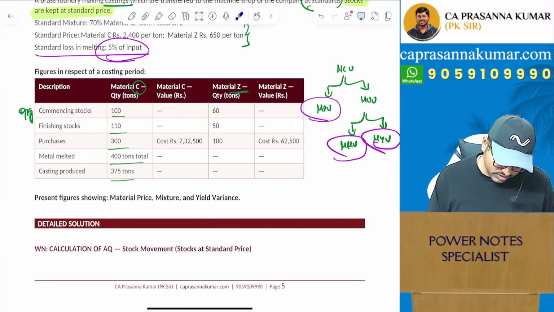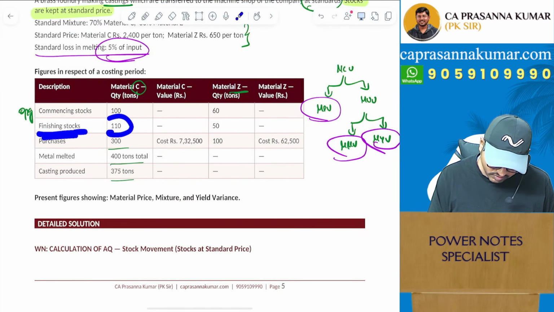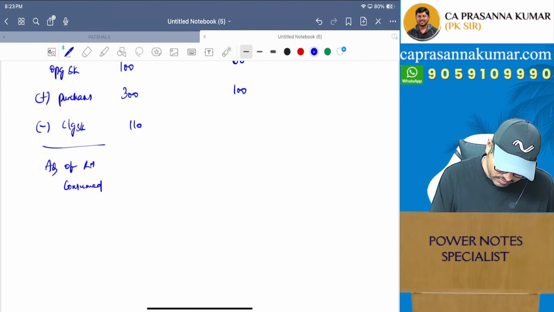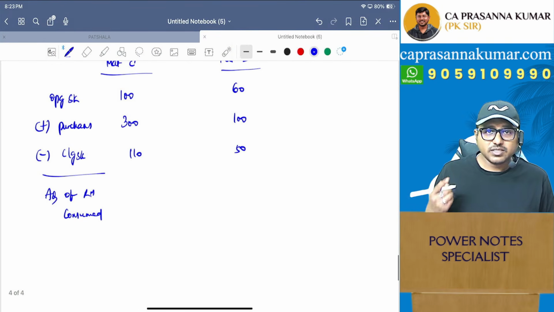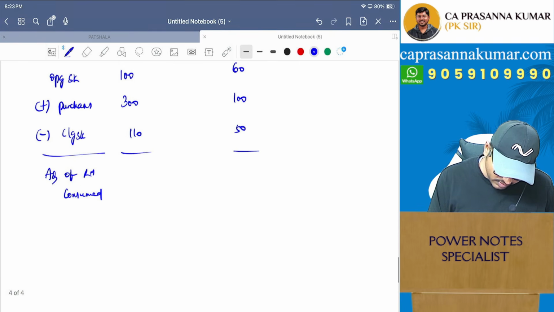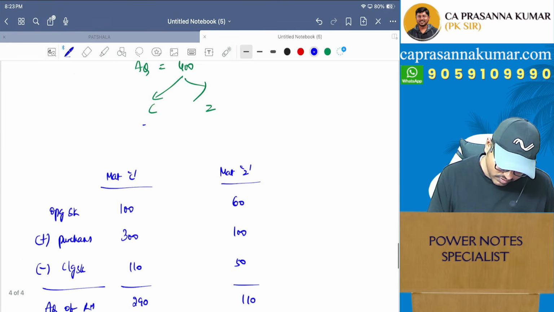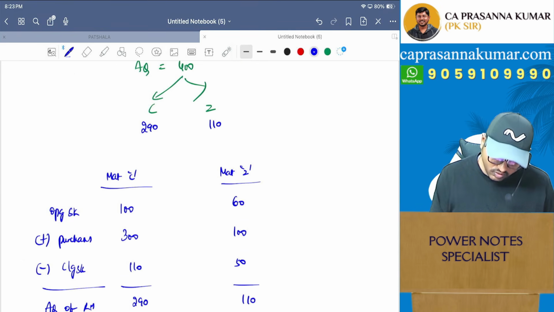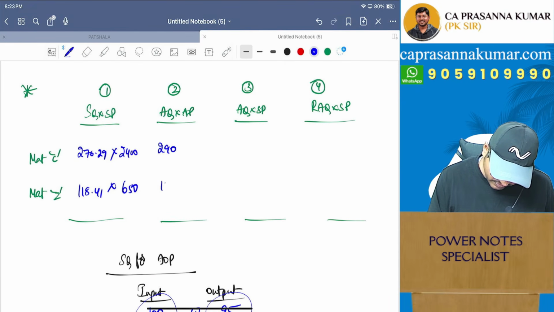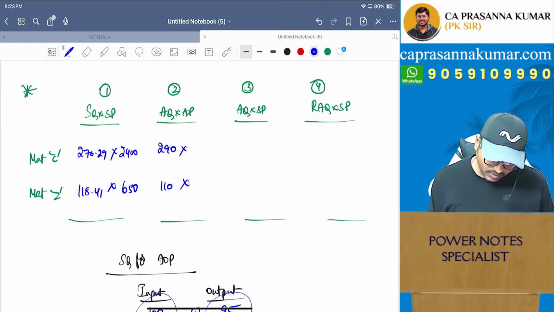Sir, do I have closing stock? Yes, sir. Here, closing stock is given, 110, 50. So opening stock plus purchase minus closing stock is nothing but raw metal that has been consumed. So 100 plus 300 minus 110. How much do you get? 290. This is 110. That's all. You've got 290, you got 110. Total is exactly 400. Therefore, here 290, 110.